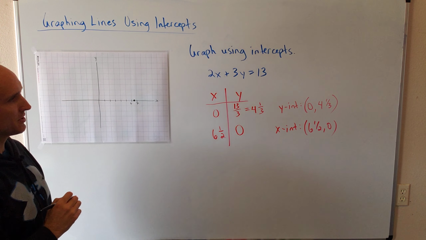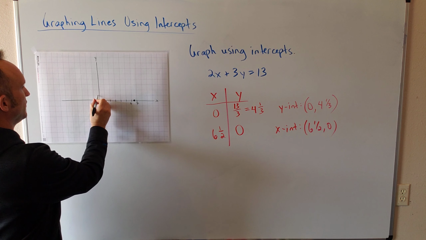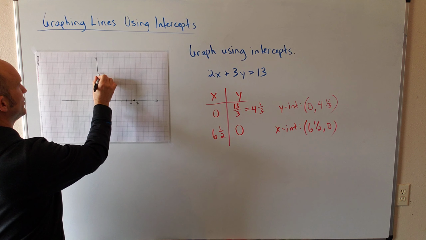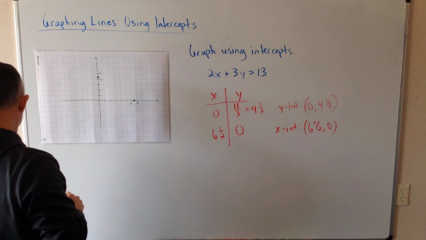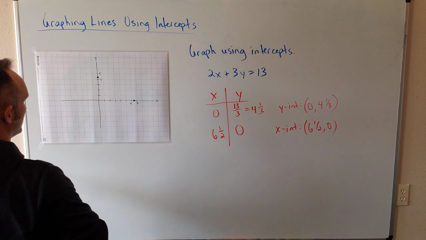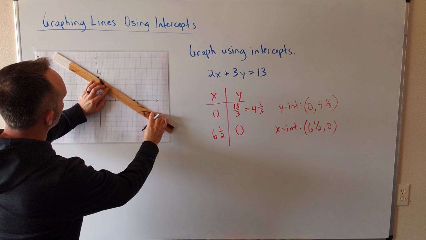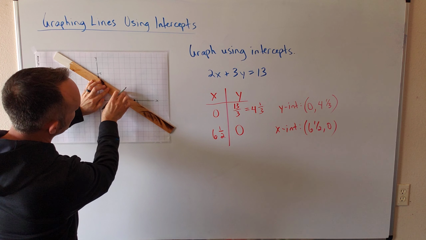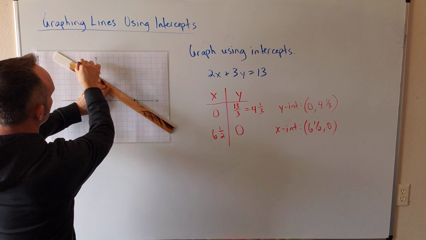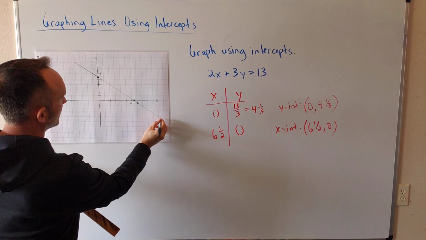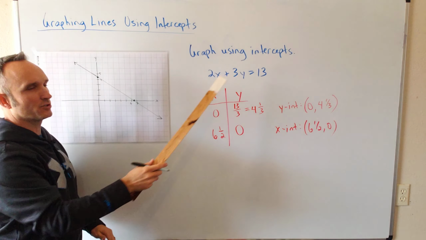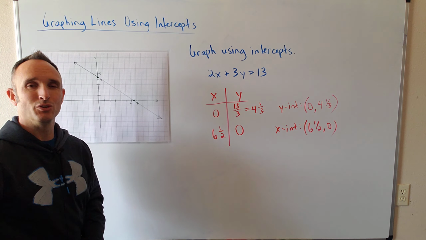That's our x-intercept. And our y-intercept is at 0, 4 and 1/3. So here's 4. Here's 5. So 4 1/3 is about right there. And then we can polish it off. This is my favorite part. We can polish it off by connecting the 2 points with a straight line. And so this is the graph of the line 2x plus 3y equals 13 using intercepts.